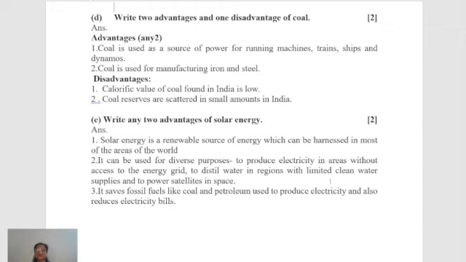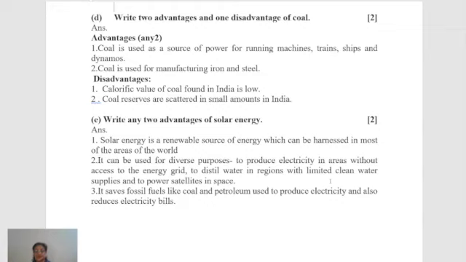Next, it can be used for diverse purposes: to produce electricity in areas without access to the energy grid, to distill water in regions with limited clean water, and to power satellites in space. So it can be used in various ways. Then it saves fossil fuels like coal and petroleum used to produce electricity, and also it reduces electricity bills.